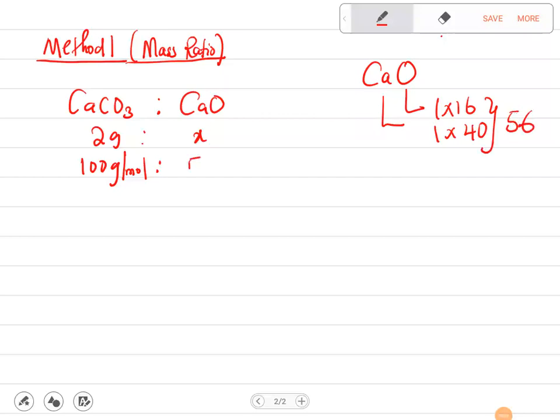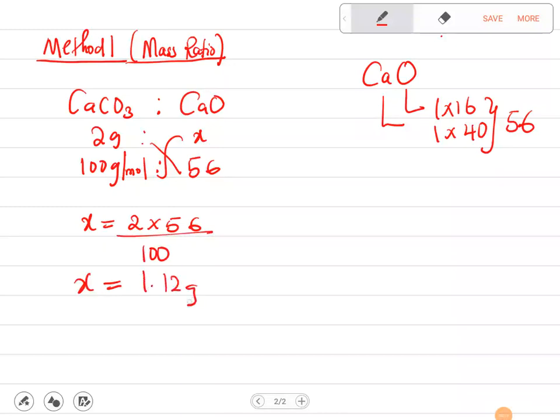So we are going to put 56 here. Then we cross multiply. So cross multiplying gives us x is equal to 2 multiplied by 56, and we divide by 100. So 2 multiplied by 56, then we divide that by 100. It's giving us 1.12. So 1.12 grams of calcium oxide. This is the first method.